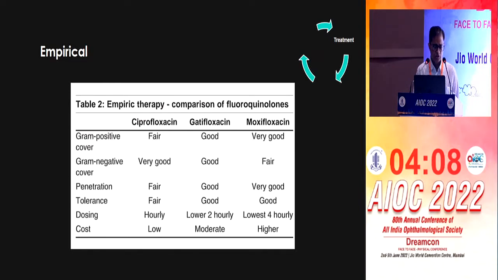For the fluoroquinolones, you've got multiple options: ciprofloxacin, gatifloxacin, moxifloxacin, and now besifloxacin. I feel gatifloxacin and moxifloxacin are very good. I have no experience with besifloxacin at the moment, and for a general ophthalmologist, I would recommend either gatifloxacin or moxifloxacin, as you can see from the table.